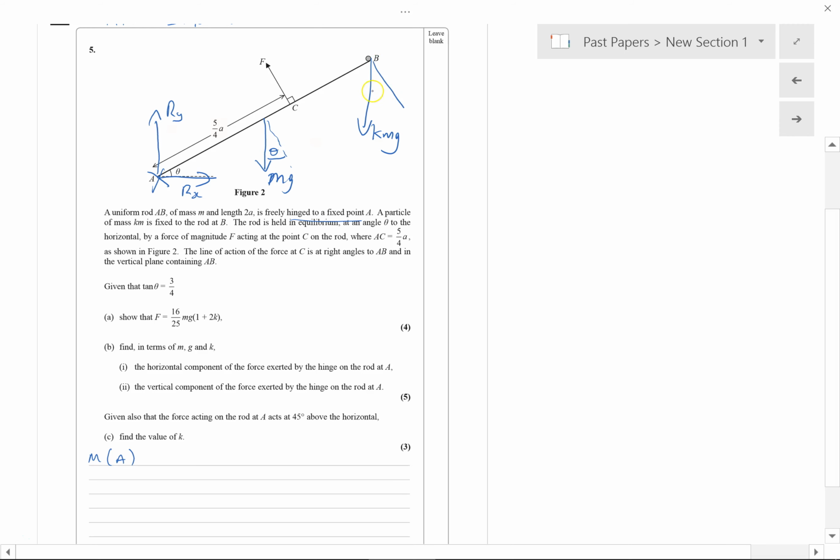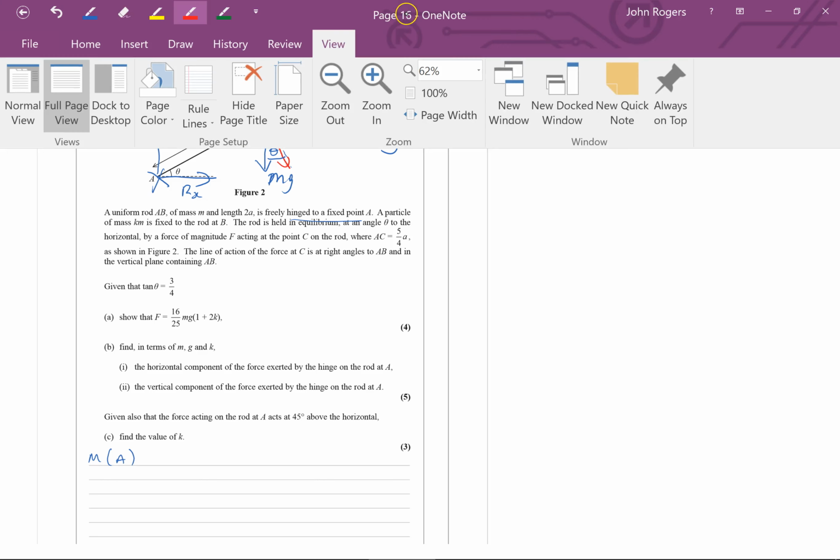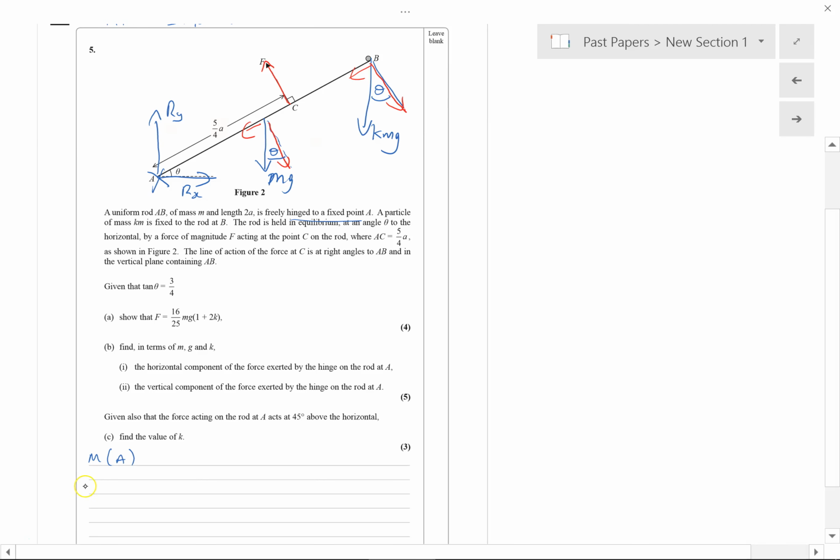Let's mark some angles on here. If we take moments, we want this component here and this component here, because any component in line with the rod will go directly through A, so it won't have any turning effect. It's just the bit perpendicular to the rod that has an effect, and F is already perpendicular to the rod, so that doesn't need to be resolved. F is the only one going anti-clockwise, so let's write that one first.